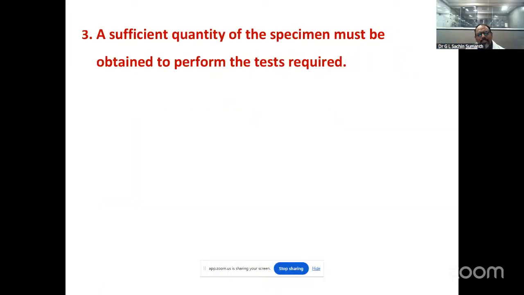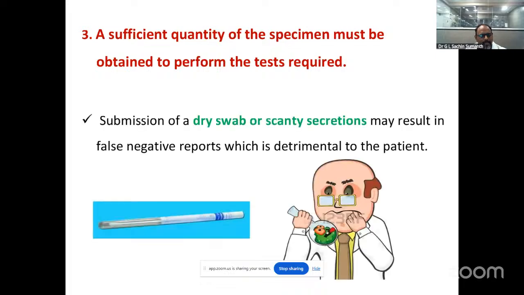Next, a sufficient quantity of the specimen must be obtained to perform the test required. Let's say if you submit a dry swab with scanty secretions, definitely it will result in a false negative report, which is detrimental to the patient.